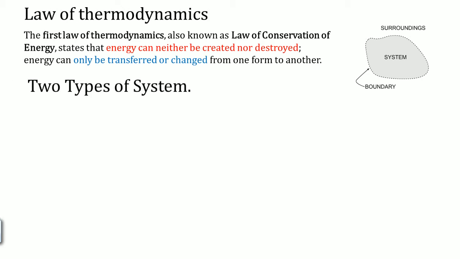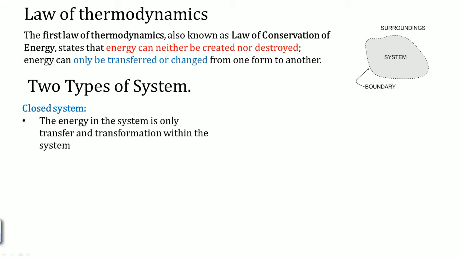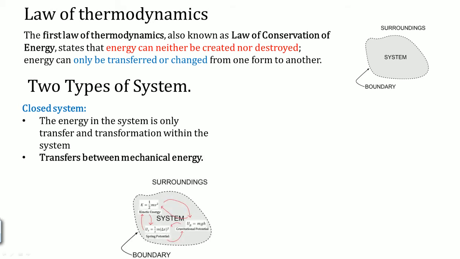We have two types of systems. We have either the closed and the open. The first one is the closed. This is when the energy in the system is only transferred and transformed within the system. Like this. Notice that the transfer is occurring between the mechanical energy, and the three types are kinetic, gravitational, and spring potential. Notice that the total energy here remains constant. So if the system has 10 joules, no matter in what form, it's always going to stay 10 joules.